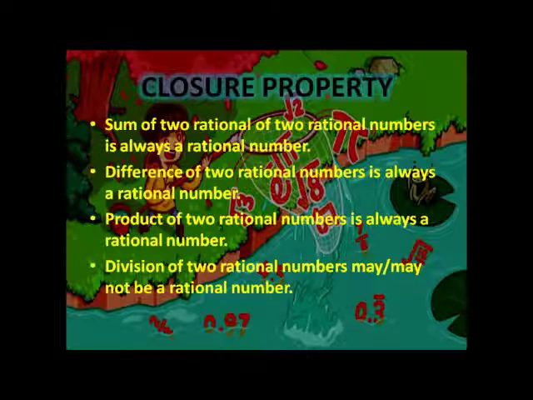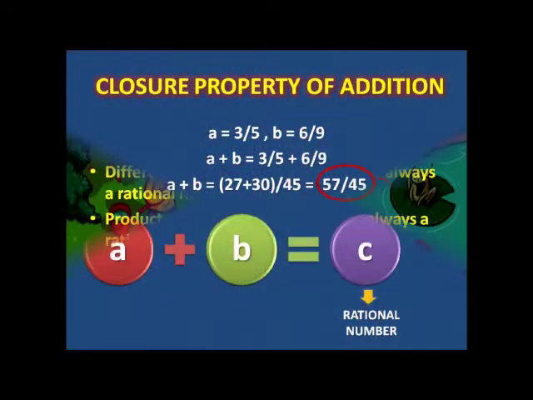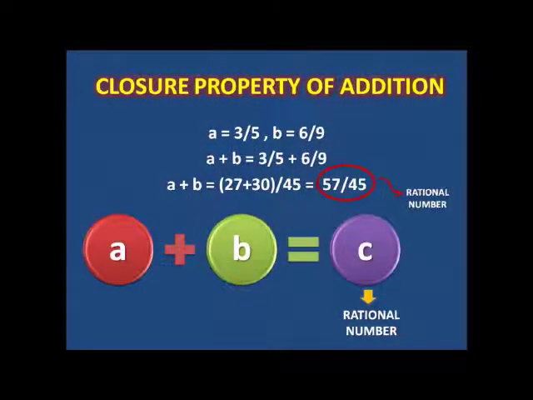So we say that rational numbers are closed under addition. Now, the difference of two rational numbers is always a rational number. So rational numbers are closed under subtraction. When you multiply two rational numbers, you will get a rational number as a result. So rational numbers are closed under multiplication. Division of two rational numbers may or may not be a rational number. So rational numbers are not closed under division. Let us discuss each of these properties one by one. We are going to start with closure property of addition.